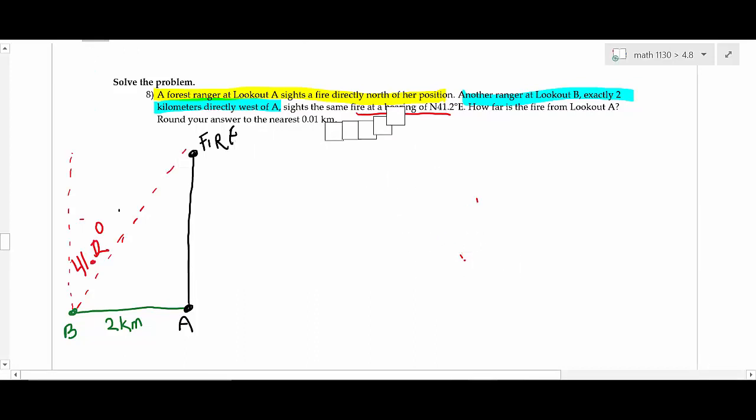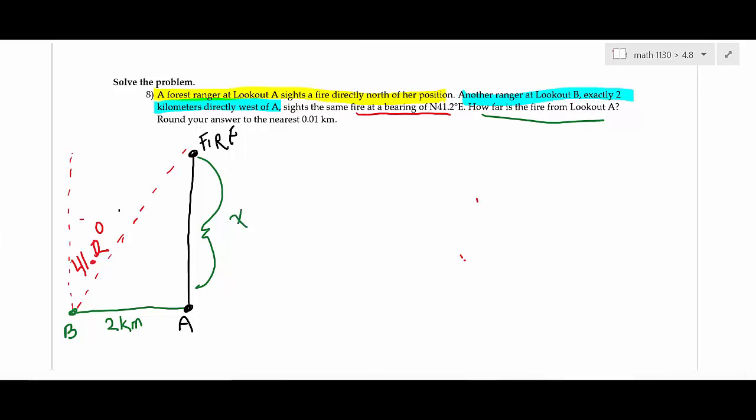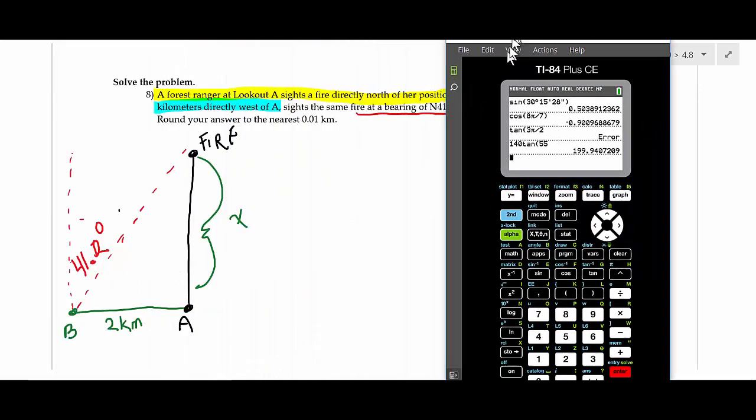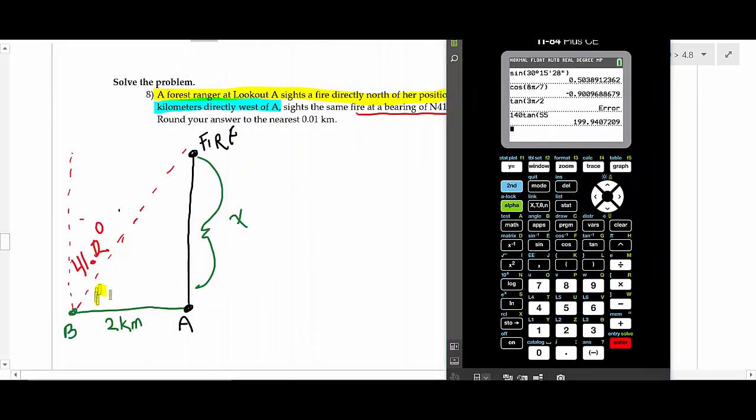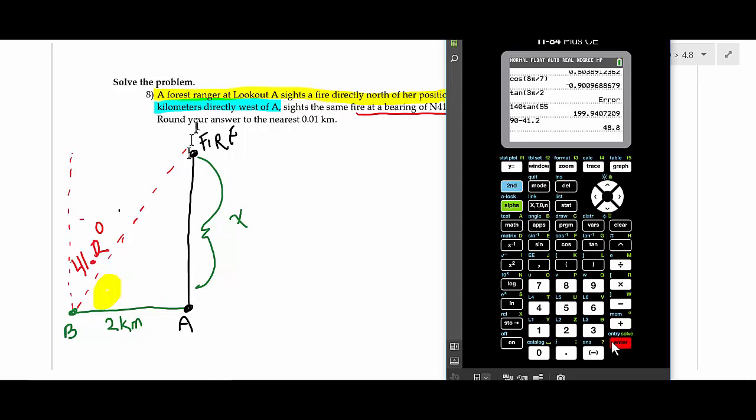Now the question on the problem is how far is the fire from lookout A? So ultimately you're finding that distance there, so I'll call that X. Really what you can do here is a real simple thing. You can see your right triangle. What you ultimately need to do is just figure out this angle there. How do you find that angle I highlighted in yellow? You just do 90 degrees minus 41.2, right? That will give you what this angle is, and that's the angle we need in the triangle, so that's going to be 48.8 degrees like that.